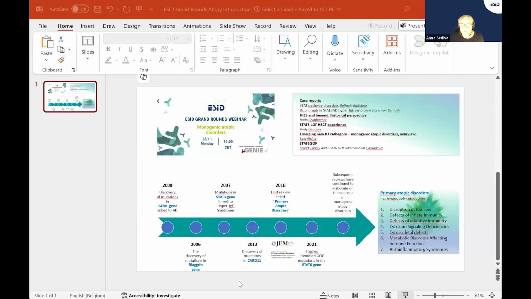But later on, in 2018, it started to form a defined group of diseases, first described by Joshua Milner, with several reviews following that first discovery. And these reviews are in agreement about the topic. They have slightly different subcategories, but mostly they agree that we can subdivide primary atopic disorders into several subcategories. They are listed on the slide.